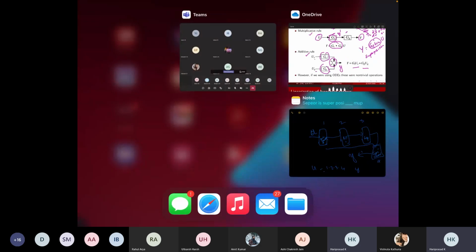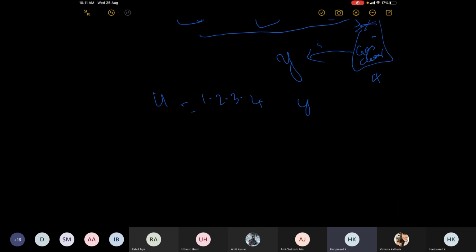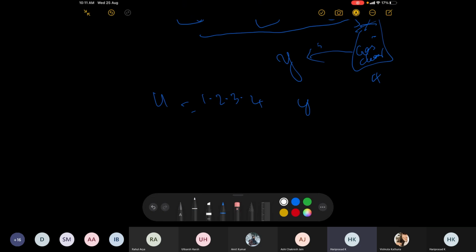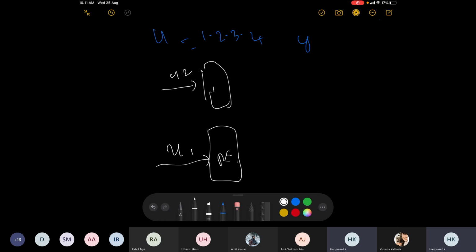I'll tell you an example of this sort. Let's say you're blending. You have a feed U1 going to a reactor. You have another feed U2 that's not going to the reactor, and your product, whatever you got, you have to blend to make the final product. This is your final output. So you have two feeds passing through two independent reactors. This is very common.